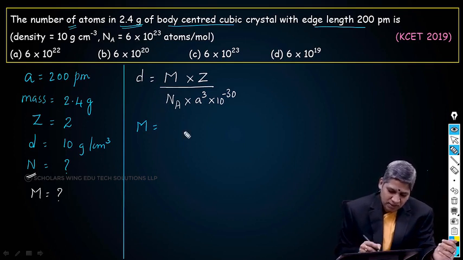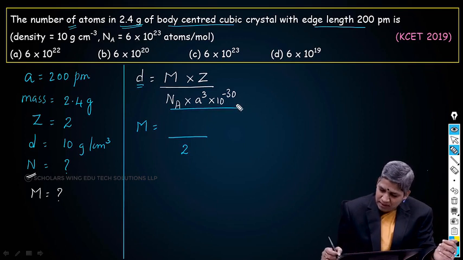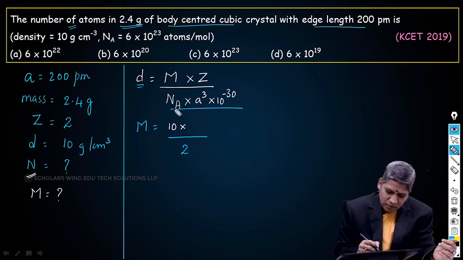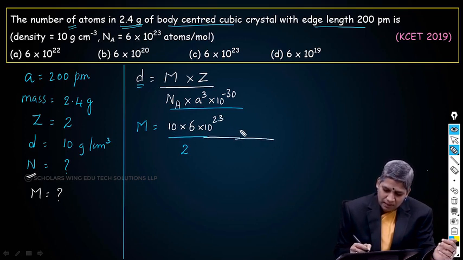So Z will come down. What is Z? 2. What is density? This and this entire thing you have to multiply. Then D you can put here directly, 10 into Avogadro number, 6 into 10 power 23, into A cube, that is 200 whole cube, into 10 power minus 30. I think we can cancel 2 and 6. That is 3 times.